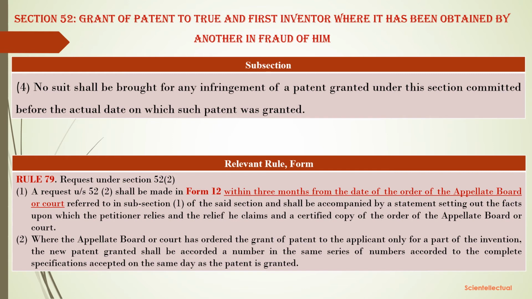If the board or court has ordered the grant of patent to the applicant only for a part of the invention, then in that case, the new patent granted shall be accorded a number in the same series of the numbers accorded to the complete specification accepted on the same day as the patent is granted.